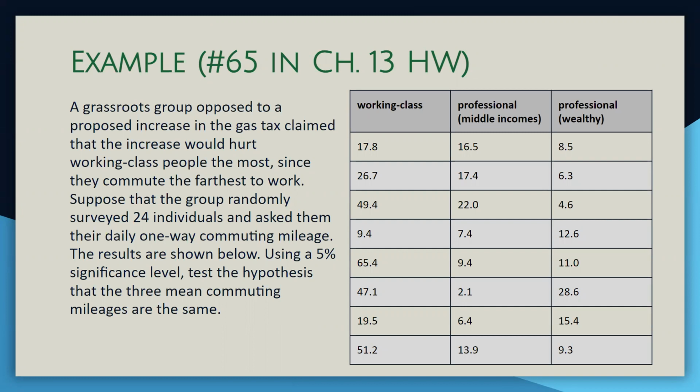And you can see here, we have 8 data points in each column, 3 columns, 1 for working class, 1 for professionals with middle incomes, and then 1 for professionals who are wealthy. And it shows us the mean commuting mileages. And I'm presuming, I think it's one-way commuting mileages for each of these individuals in the samples.